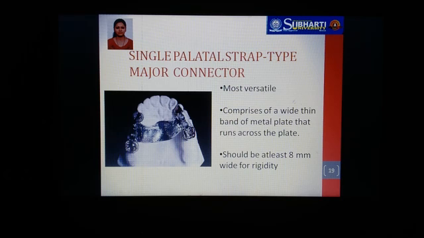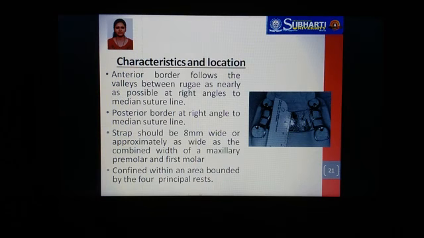So what are the characteristics and location? First characteristic is the anterior border. It should follow the valley between the rugae as nearly as possible at right angles to the median suture line.